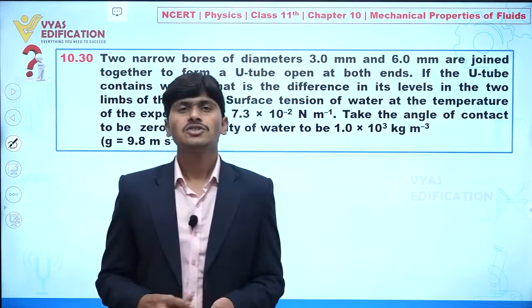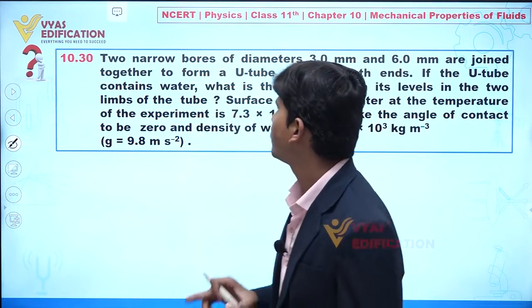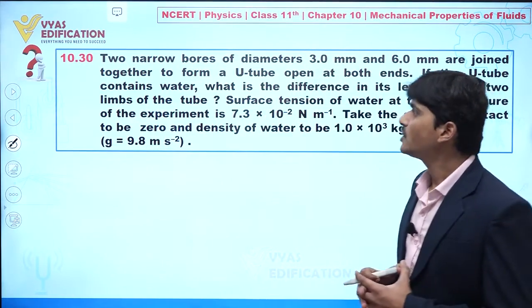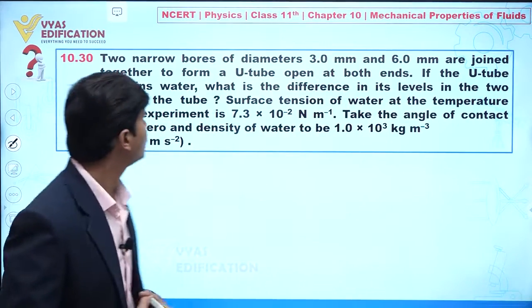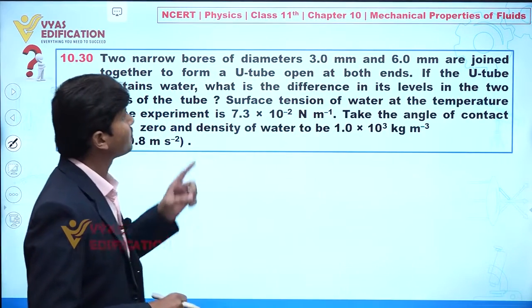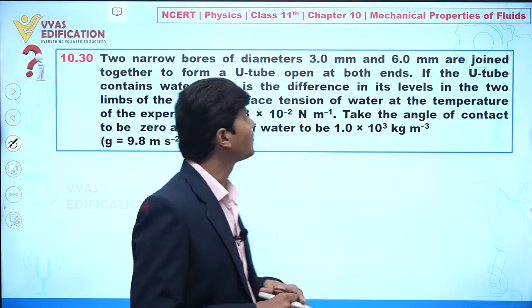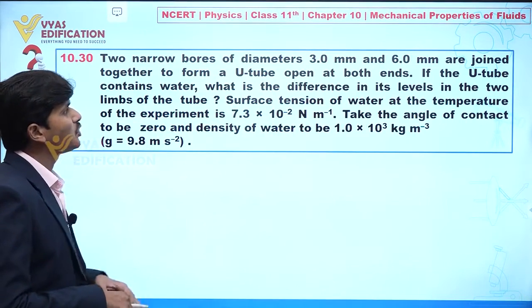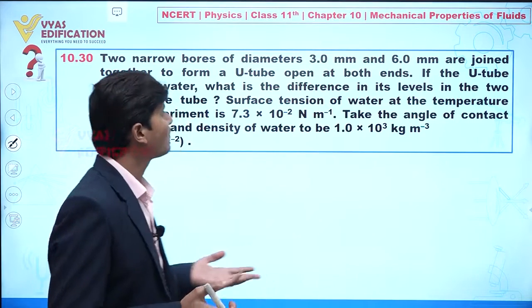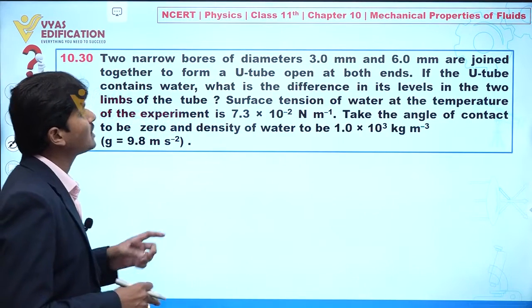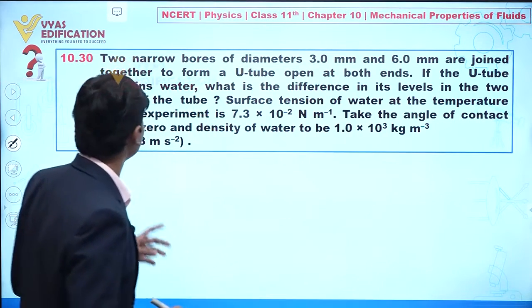Now dear student, we are going to discuss question number 10.30, and in this question it is given to you: two narrow bores of diameter 3 mm and 6 mm are joined together to form a U tube open at both ends. If the U tube contains water, what is the difference in level in the two limbs of the tube?